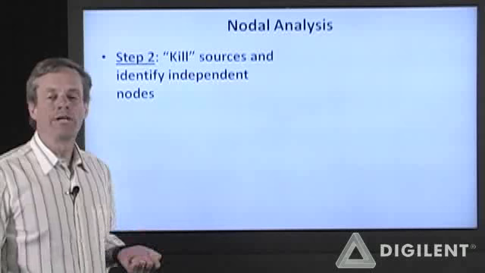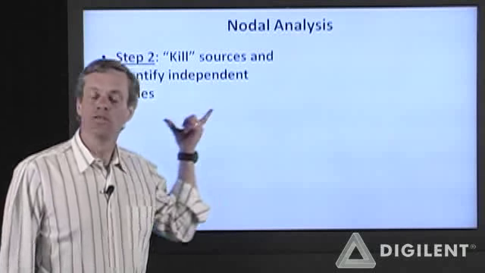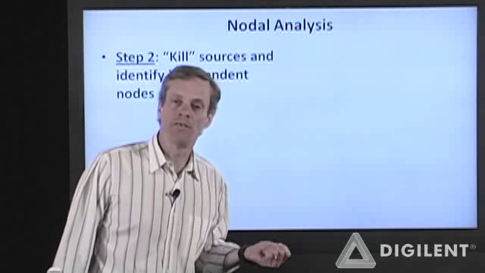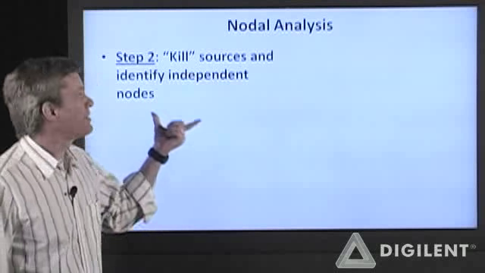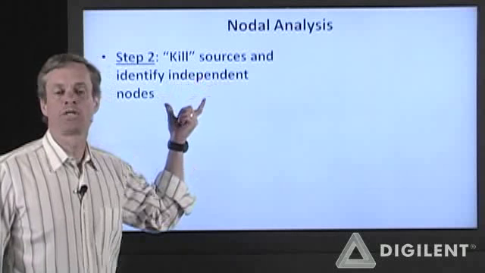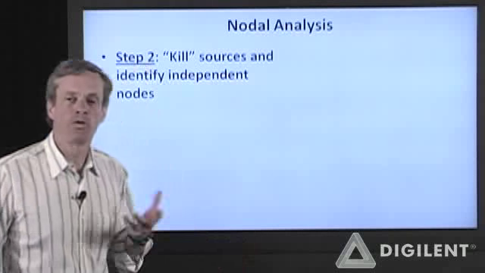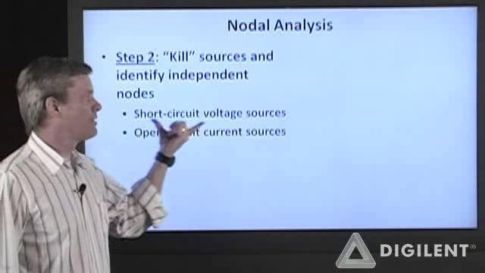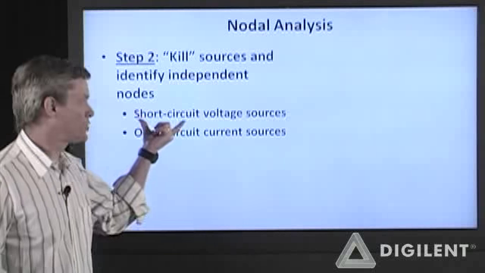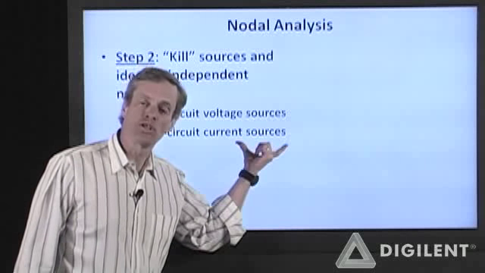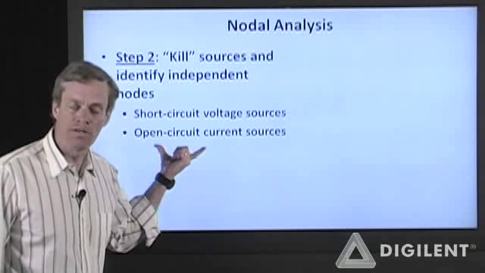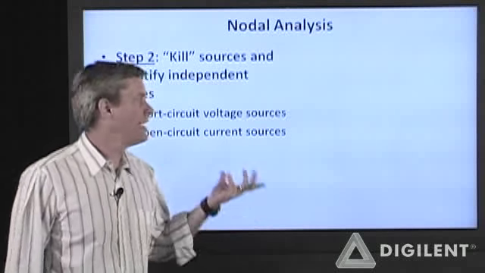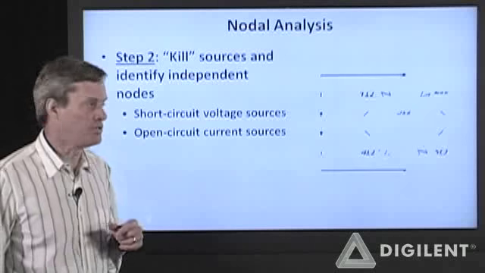Step two, we're going to identify our independent nodes. Those are going to be the nodes at which our node voltages are defined. In order to do that, we're going to do what is called killing our sources. Kind of a bloodthirsty term for just removing the effects of the sources. What we mean by that is that we are going to replace voltage sources with a short circuit, and any current sources are going to be replaced with an open circuit. After that's done, any remaining nodes will be identified as independent nodes.